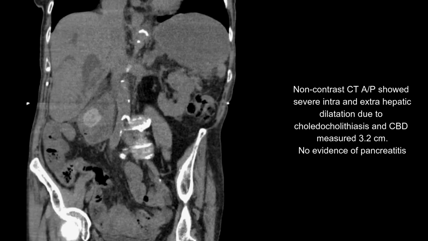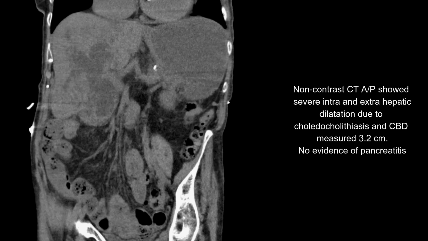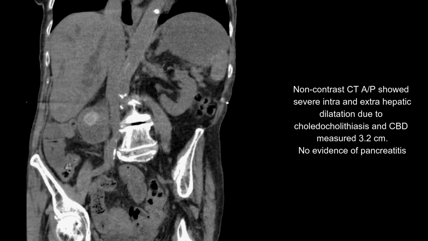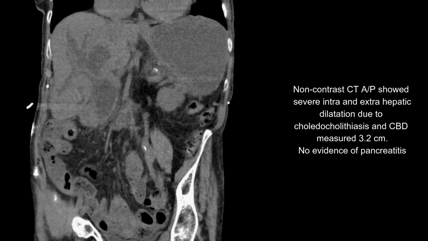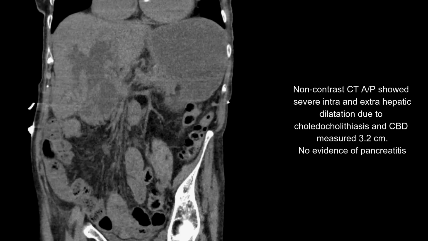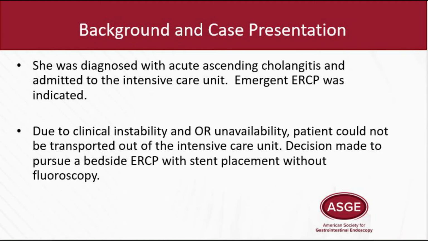Non-contrast CT abdomen and pelvis showed severe intra and extrahepatic dilatation due to choledocholithiasis, and CBD measured 3.2 centimeters. There was no evidence of pancreatitis. She was diagnosed with acute ascending cholangitis and was admitted to the intensive care unit. Emergent ERCP was indicated. Due to clinical instability and OR unavailability, the patient could not be transported outside of the intensive care unit. Decision was made to pursue a bedside ERCP with stent placement without fluoroscopy.